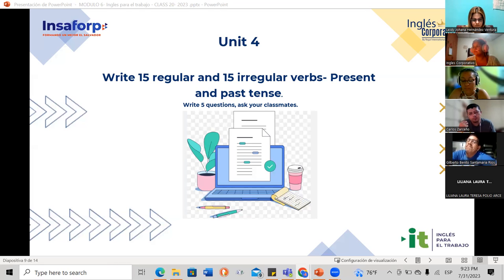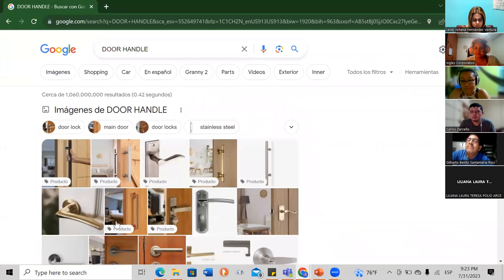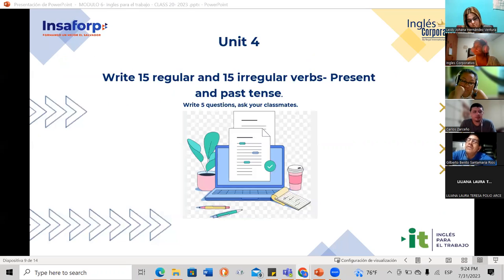It is, let me see, like a door handle. It will be, yeah, it's like this, right? Ah, okay. Como esta. Sí, sí, podría ser. Door handle. Yes. Okay, the last one. Okay, good. Okay, the last question. What was the last movie you saw?